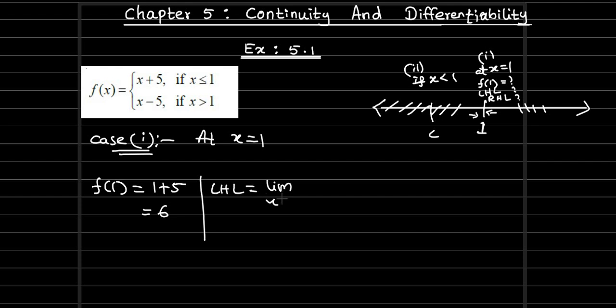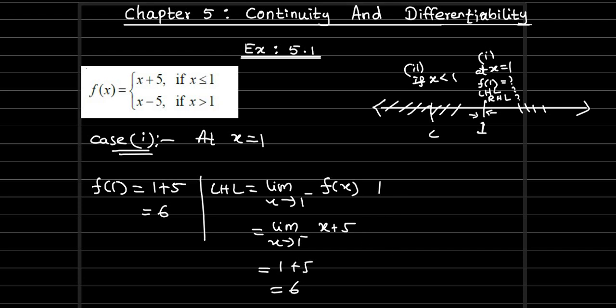Now the left hand limit: x is approaching 1 from the left side, so the indication is a minus sign, f of x. Now what is the suitable f of x? From the given, left hand side close values are less than 1, so the suitable function is x plus 5. So limit x approaching 1, x plus 5. The close values of 1 are 1 only, so replacing x as 1, 1 plus 5, which is 6.